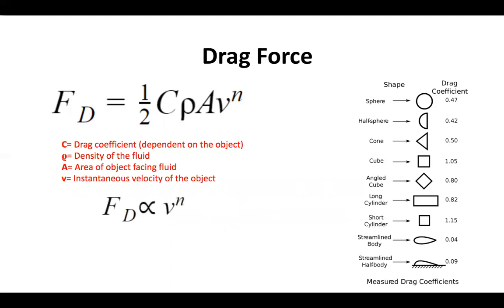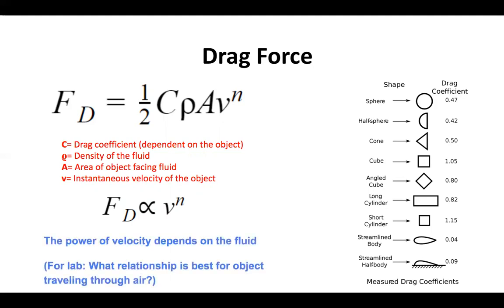Another important relationship is that drag force is proportional to some power of velocity. We find that this power depends on the type of fluid, and for lab, we want to determine what relationship is best for an object traveling through air. Is air drag proportional to velocity or to velocity squared?